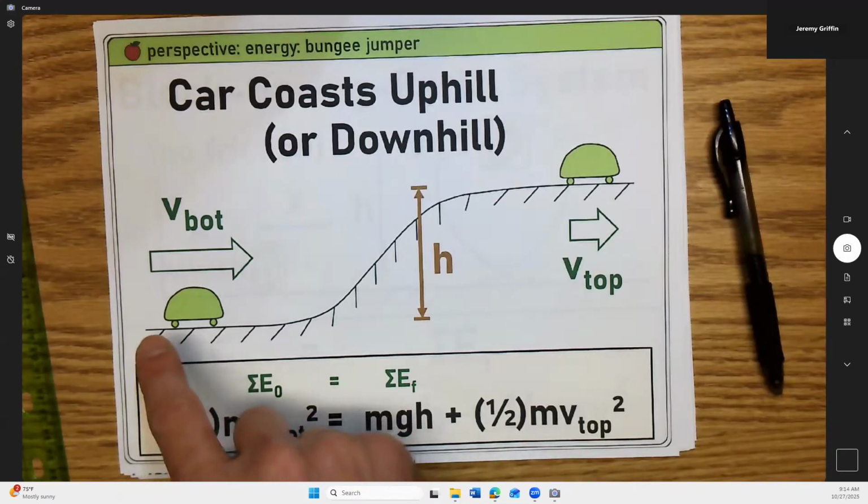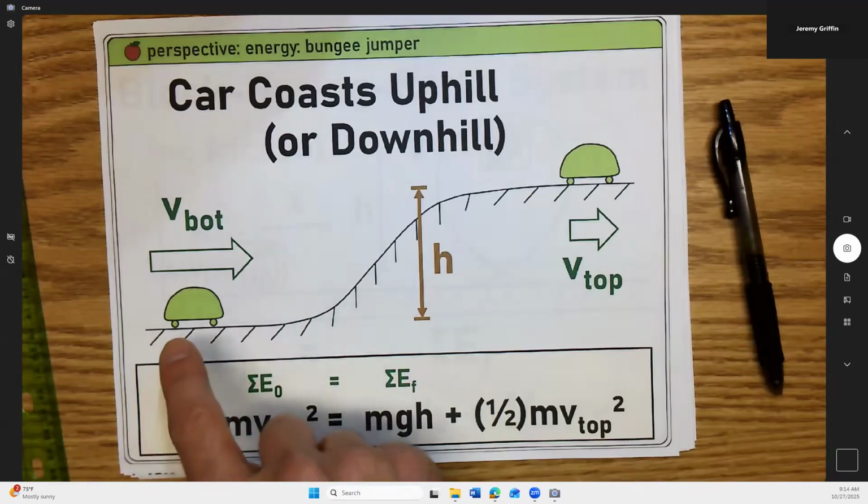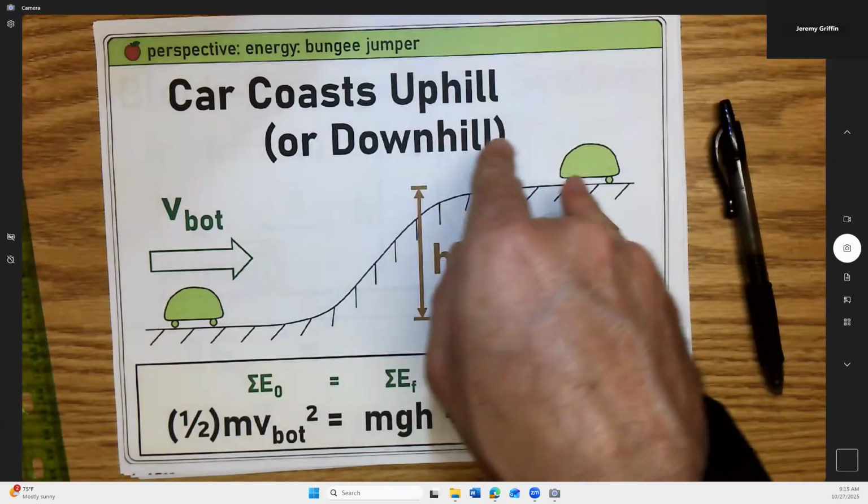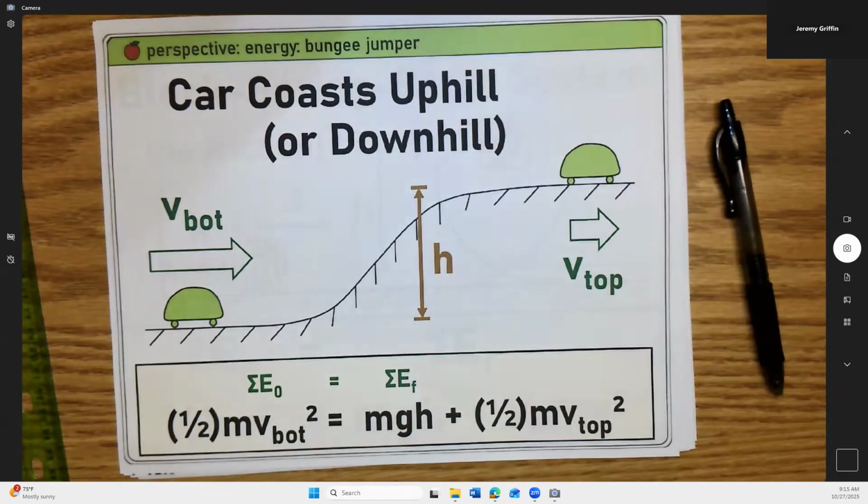Or if you had a little tiny motorcycle next to a big old semi truck, they start out side by side, and they both coast up the hill. They both have the same speed at the top. Yeah, that's what that says too. Okay.